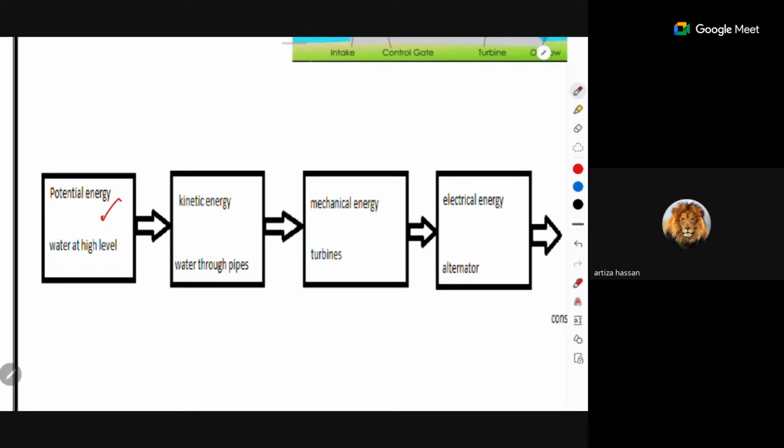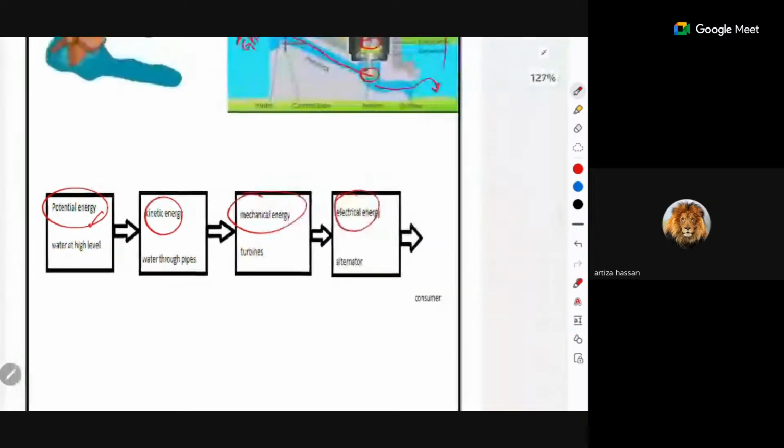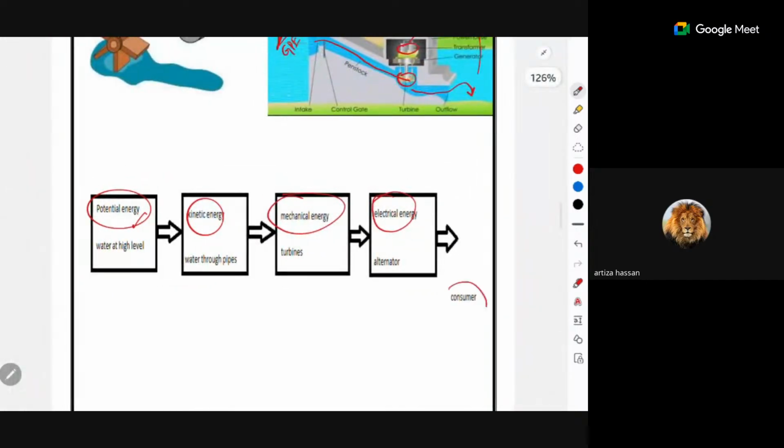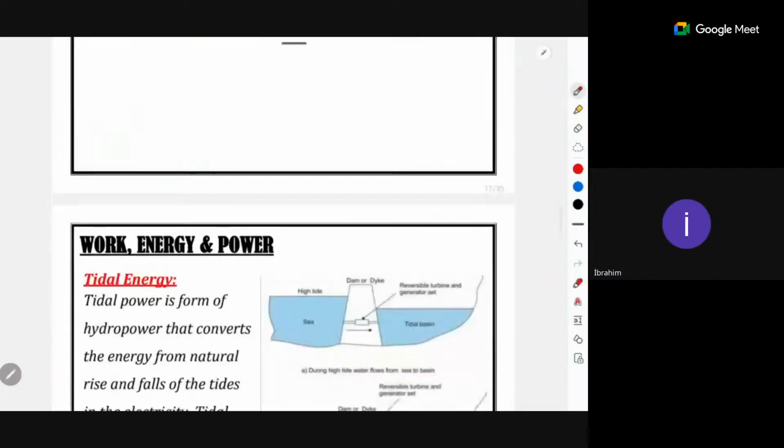These are the exam questions I have placed here. Water at the higher level has potential energy. That energy is converted into kinetic energy of the water, and that energy is converted into mechanical energy of the running turbine, and then it is converted into electrical energy. Is it clear? And then electrical energy is provided to the consumers, right?